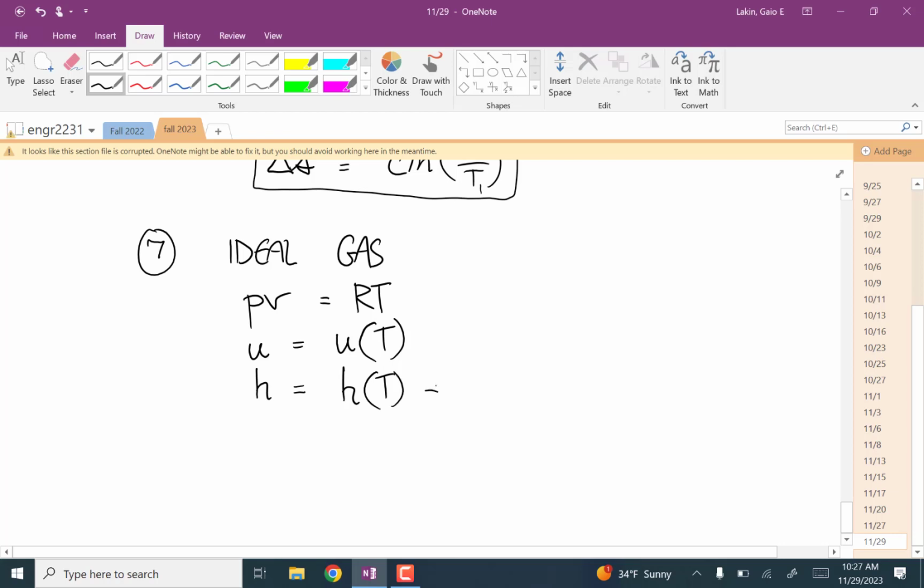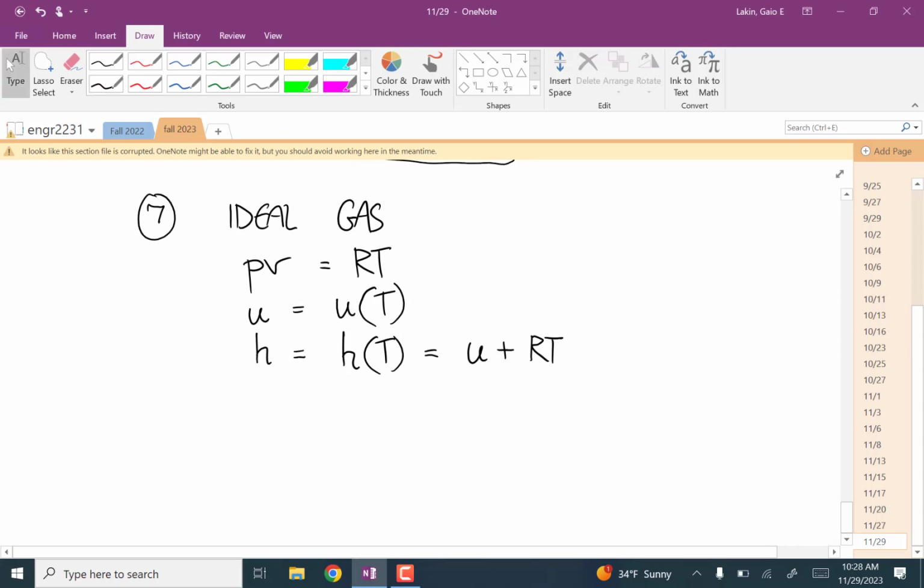And you can figure out what that is in relation to the internal energy, because by the definition of specific enthalpy, it's U plus PV. PV is equal to RT, so this is equal to U plus RT. With similar reasoning, now for ideal gases, you don't have a single specific heat. You do have separate CV and CP, but CP is always equal to CV plus R.